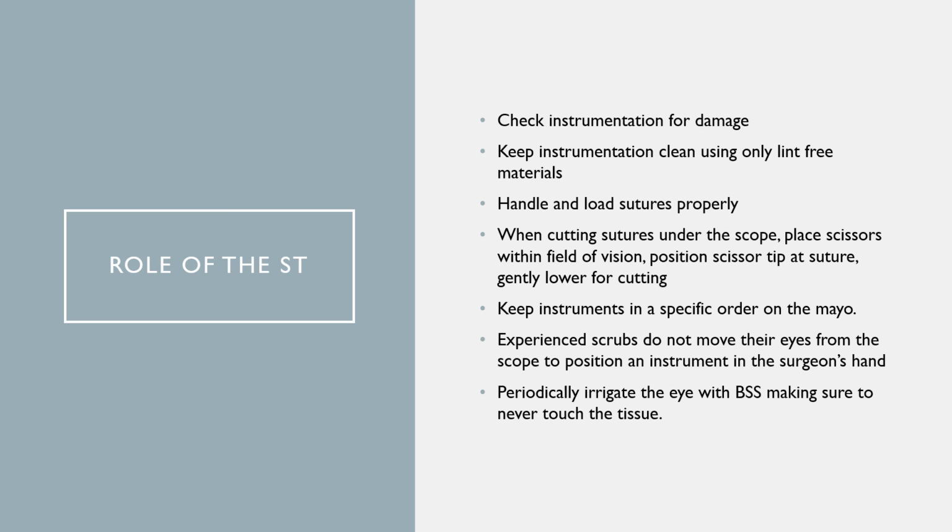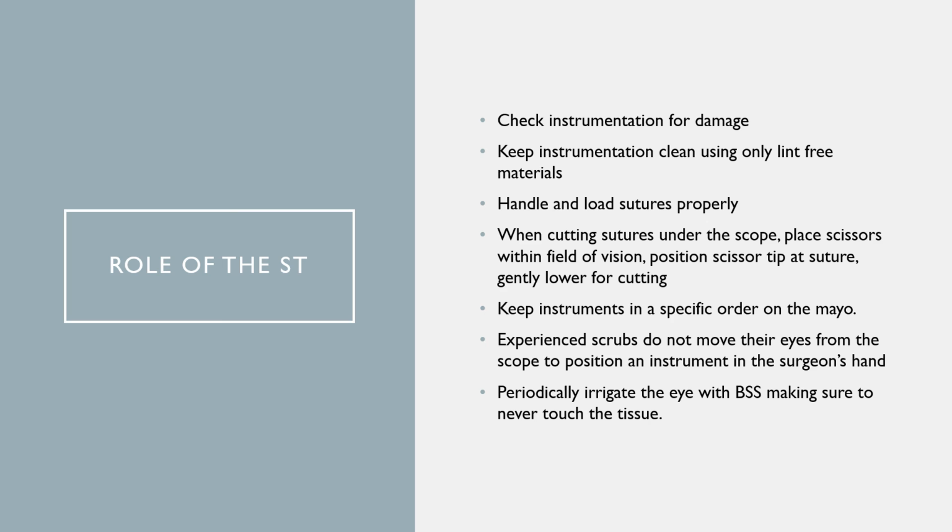When cutting sutures under the scope, it's a little bit different than cutting during an open procedure with those larger sutures. You're going to place the scissors within that field of vision under the scope. You're going to position the scissor tip at the suture, and then we're gently lowering it down for cutting. Okay, we're not just going to go in and cut the suture. There are a few steps that go to it. We want to keep our instruments, as I said, in a specific order on the Mayo.